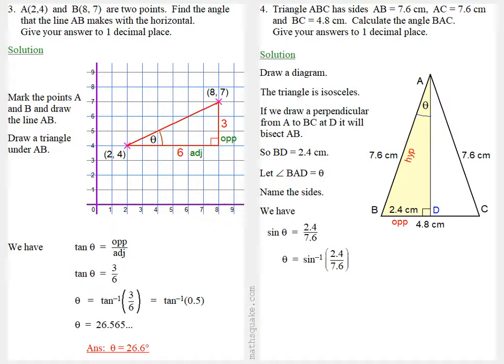So on our calculator we type in shift sine in brackets 2.4 divided by 7.6 equals, and we get theta is equal to 18.4085 degrees. But we don't want theta, we want the angle BAC, which is twice theta, 2 theta. And so the angle BAC is twice 18.4085, and that's 36.817. So rounding it off, the angle BAC is 36.8 degrees.